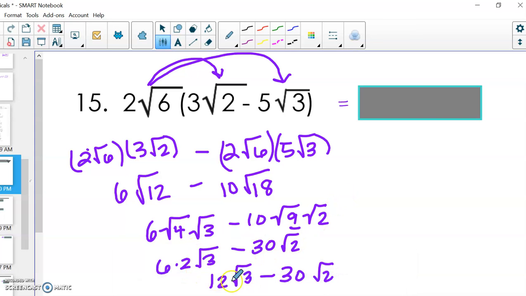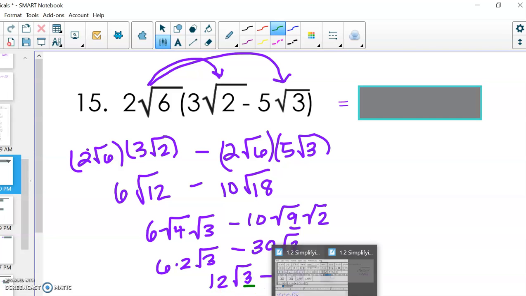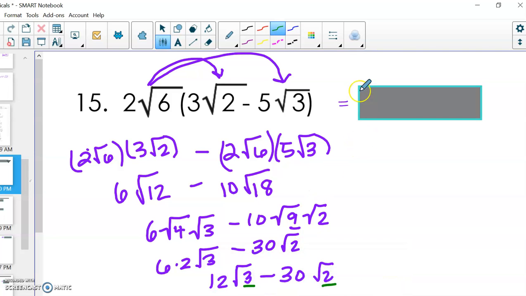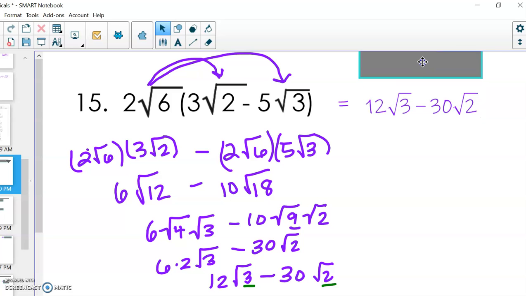All right. Now, these cannot be combined any further because the radicands are different. We can only combine our radicals if the radicands are the exact same. So this would be our final answer. Final answer is 12 root 3 minus 30 root 2.